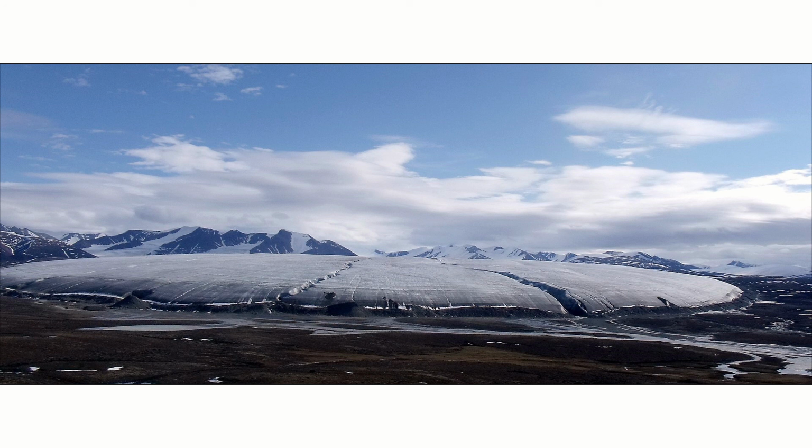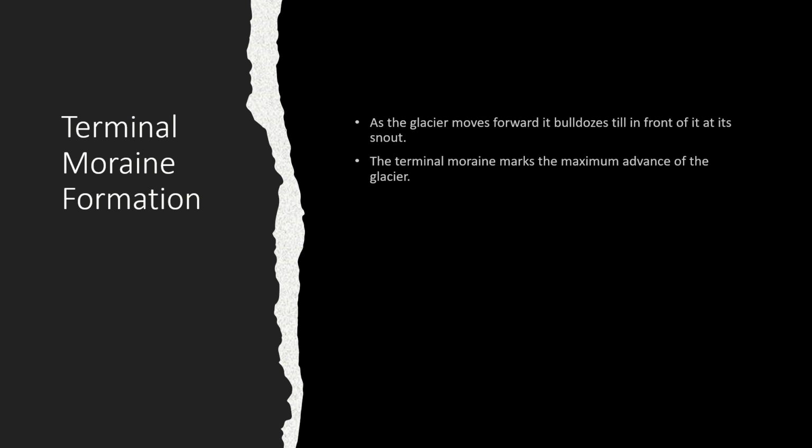So how does a terminal moraine form? Well, the first thing to mention is this bulldozing action. As the glacier moves forward, it bulldozes till at the snout of the glacier. The terminal moraine therefore marks the maximum advance of the glacier.